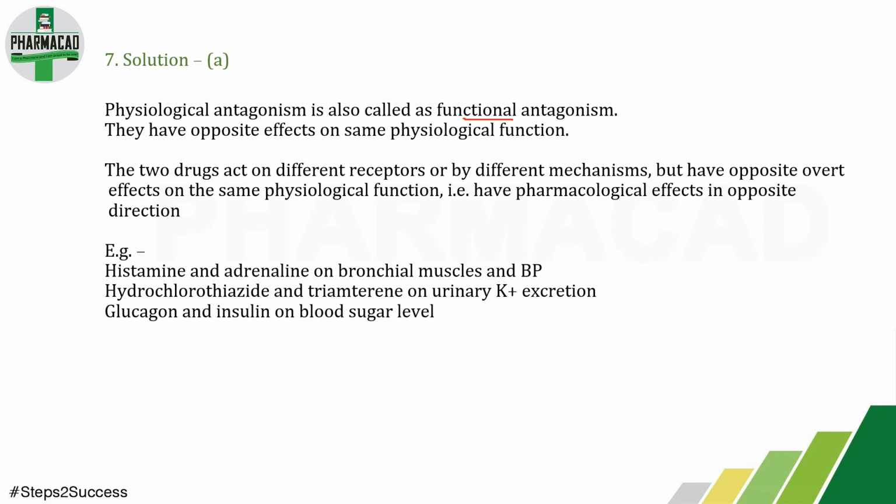First example for this type of antagonism is histamine and adrenaline. Their effect on bronchial muscles and blood pressure is opposite. Then we have hydrochlorothiazide and triamterene on the urinary potassium excretion. Then we also have glucagon and insulin on the blood sugar level. So glucagon will increase the sugar in our blood whereas insulin will decrease. So that is how the effect is opposite.